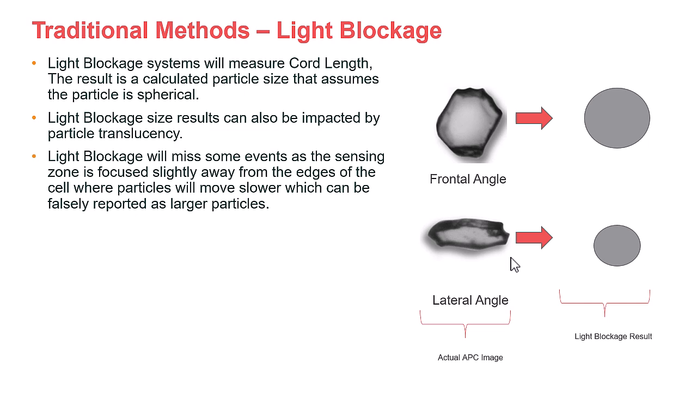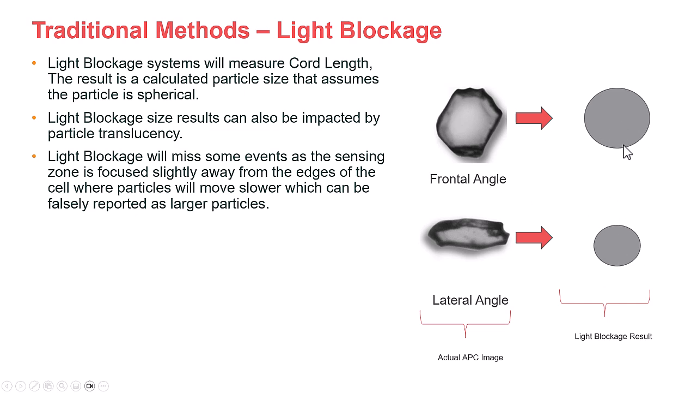So light blockage or automated particle counters will do what's called a chord length. That basically means that depending on which way the particle flows through the flow cell, if it's in one orientation or the other, it could be the same type of particle, but if it's slightly different orientation and it's irregular, which most particles are irregular, except for bubbles and water droplets, it would give you a different size. So for example, if you look at a particle going in sideways versus a frontal view that's highly irregular or plate-like, you'll get two completely different particle sizes.